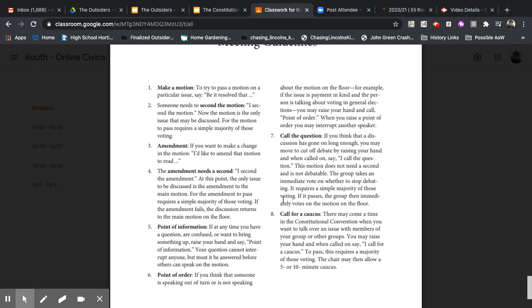Lastly, you could call for a caucus at some point. If you wanted to talk things over with your group members outside of the main group, you could just request it. I call for a caucus. We'd vote on it, and then we might allow a five to ten minute caucus for you to just talk amongst yourselves. So that's the basic parliamentary procedure that we're going to use.